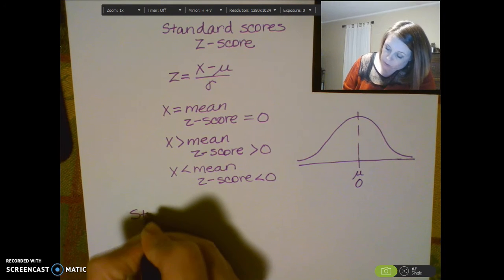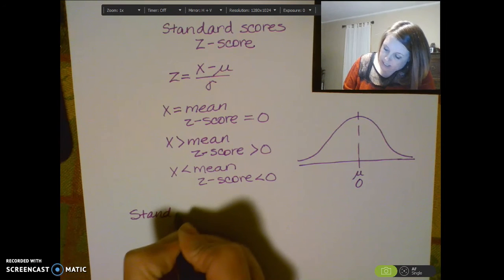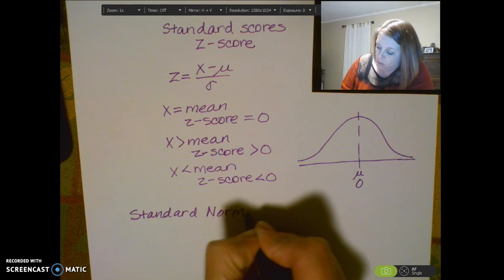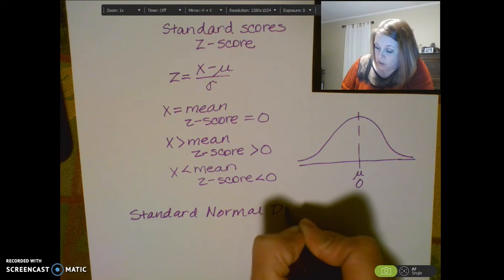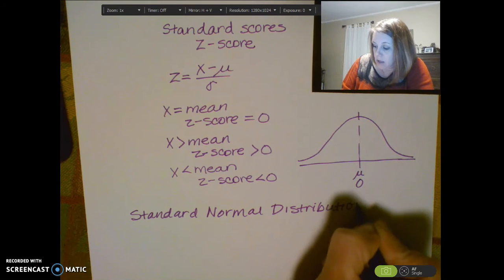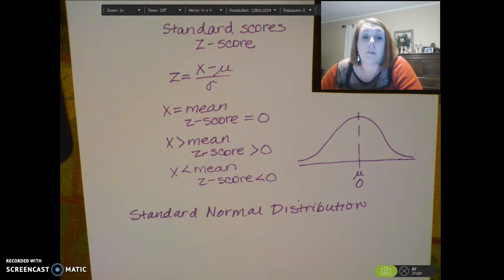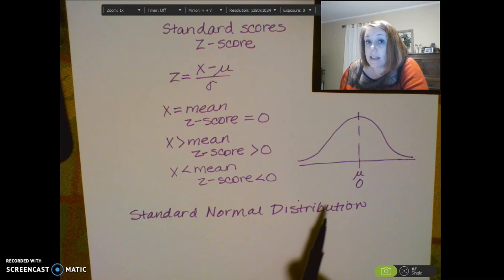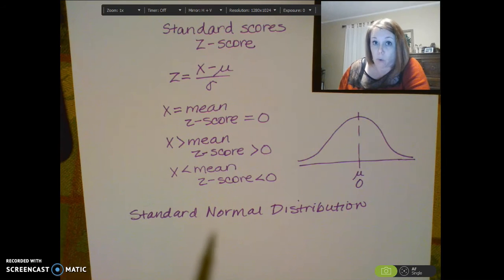So the standard normal distribution is a distribution where the original distribution was for a normally distributed variable, or approximately normally distributed variable, and we are taking every value in that distribution and changing it into a z-score.